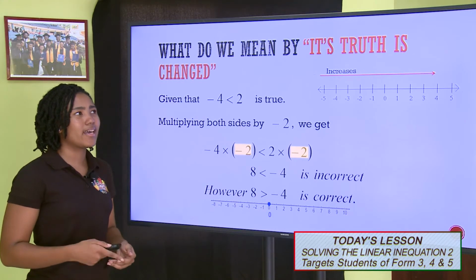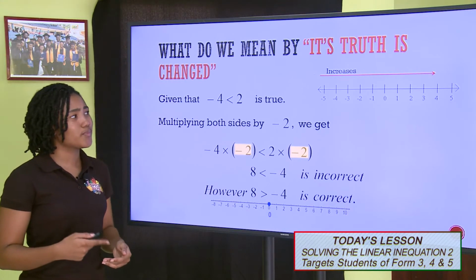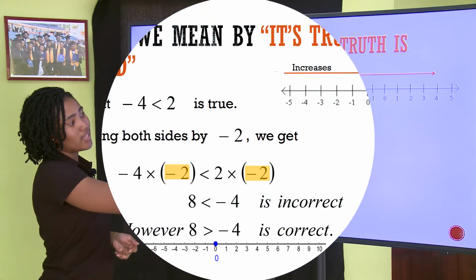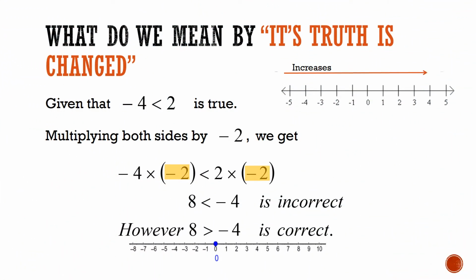What do we mean by its truth is changed? Well, given that the statement negative 4 is less than 2 is true, we can represent that on our number line. Now we know that the number line increases in the right direction, okay? So here we have negative 4, and here we have 2. So it is clear to see that indeed negative 4 is less than 2 when we look at our number line.